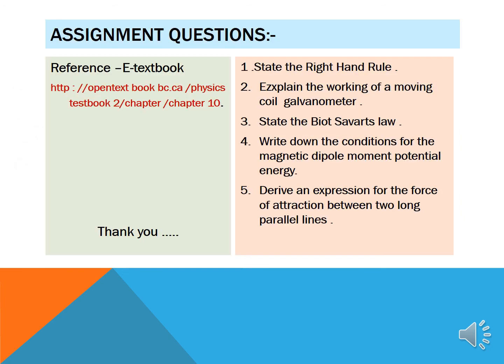Well, students, we move on to the summing up of the topic in your part 2. We go to the assignment section, where you go through the link of the reference e-textbook as mentioned here. We go through the questions: first, state the right hand rule. Second, explain the working of a moving coil galvanometer. Third, state the Biot-Savart's law. Fourth, write down the conditions for the magnetic dipole moment potential energy. Fifth, derive an expression for the force of attraction between two long parallel wires. Students, go through the topics thoroughly, explain everything with the help of a neat labelled diagram and maintain your notes.